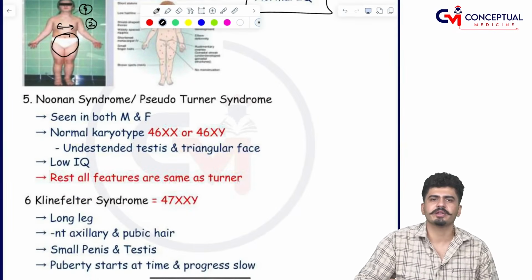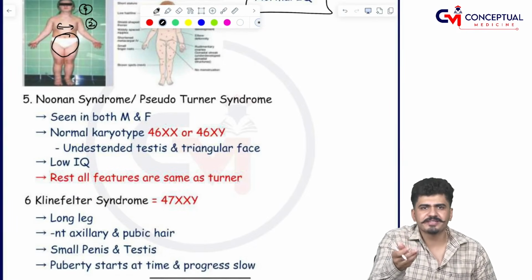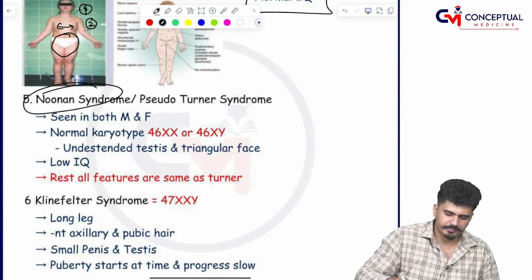Noonan syndrome, pseudo-Turner. Can be in the male, can be in the female, and IQ is less. Rest of the features like undescended testes and triangular face will be there in Noonan syndrome.